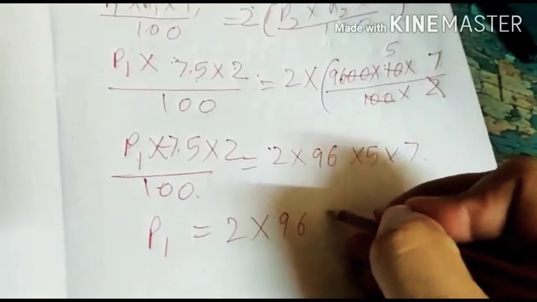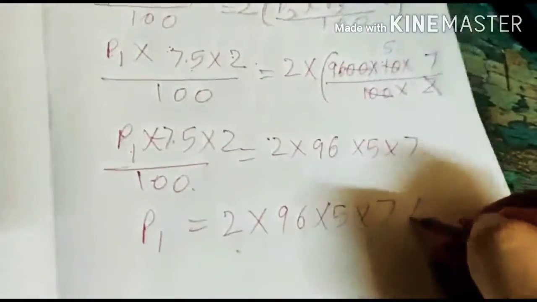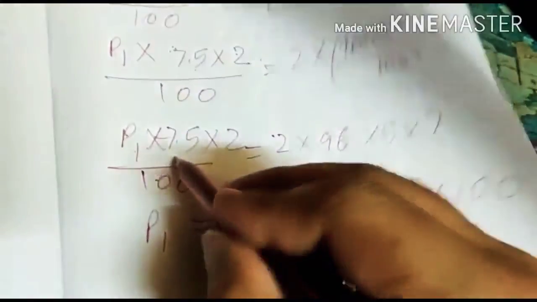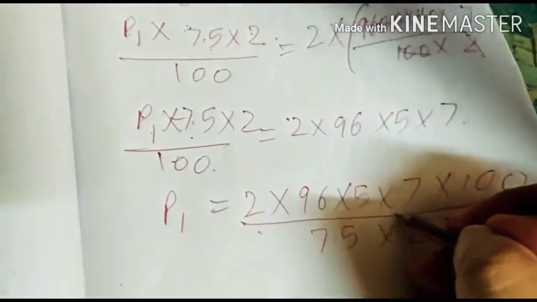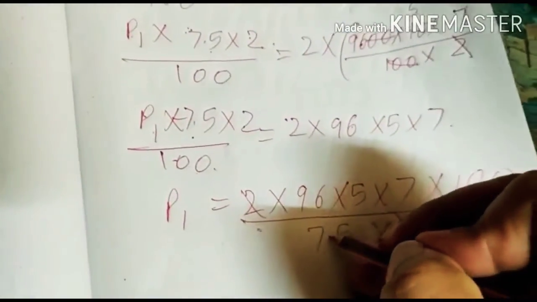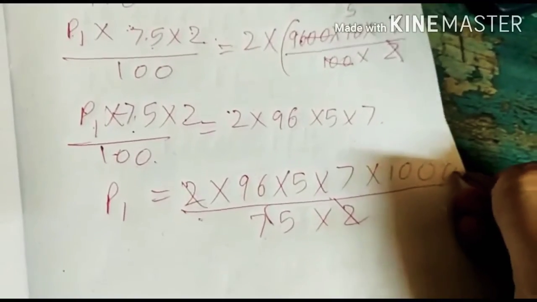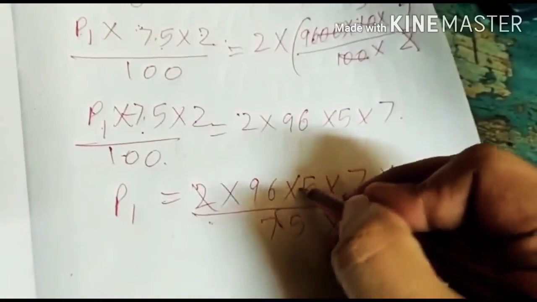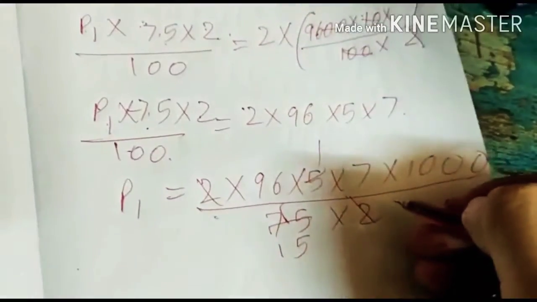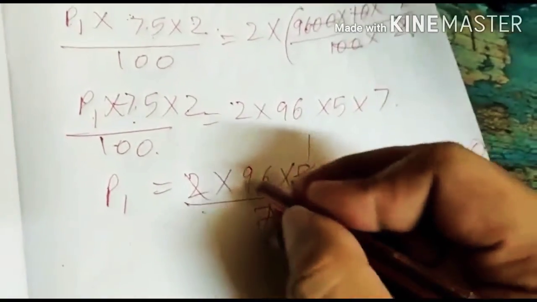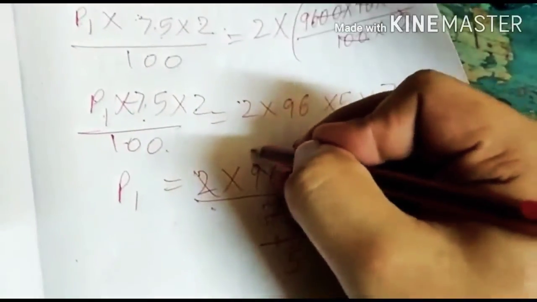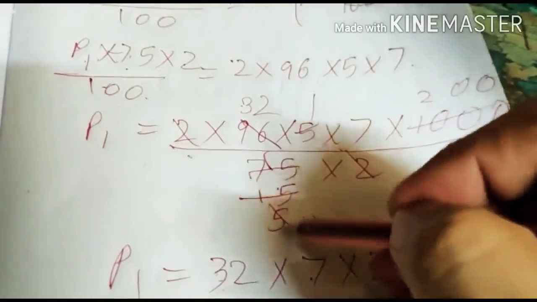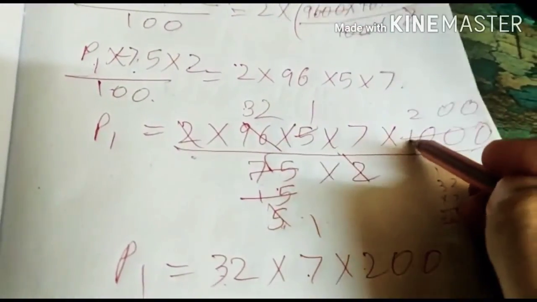Look, now we have to find this P1. P1 equals, this 100 is in divide, so it will go in multiply. This 100 went in multiply. This 7.5 is in multiply, so it will come in divide with 2. So this 2 and 2 will divide. Removing this decimal, we will get a 0 extra here. So 75. 5 15s are 75, and here we got 15. Okay. So now dividing it by 3, we will get 5. Cutting it by 3, we will get 5. Here 32. Cutting it by 5, we will get 200.